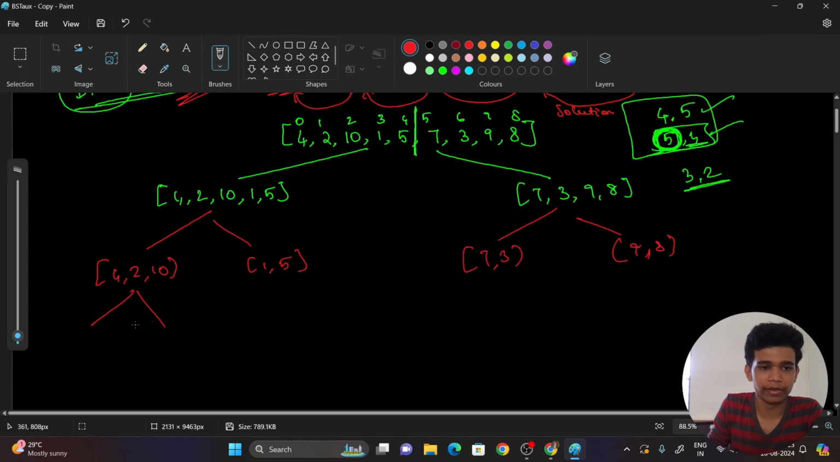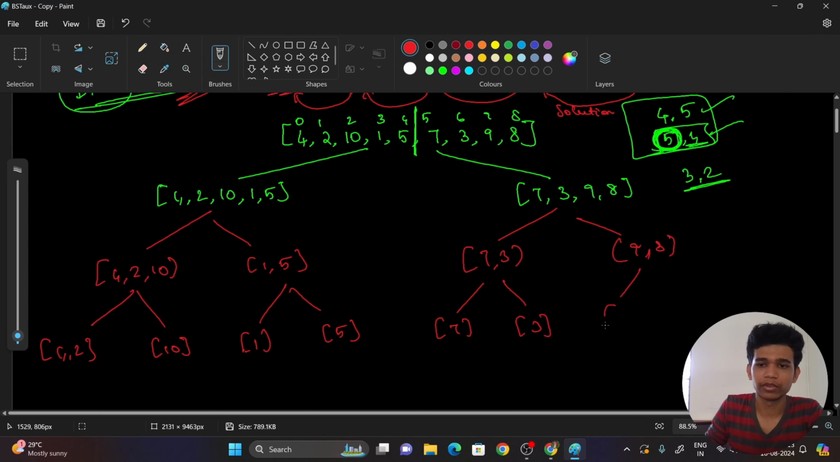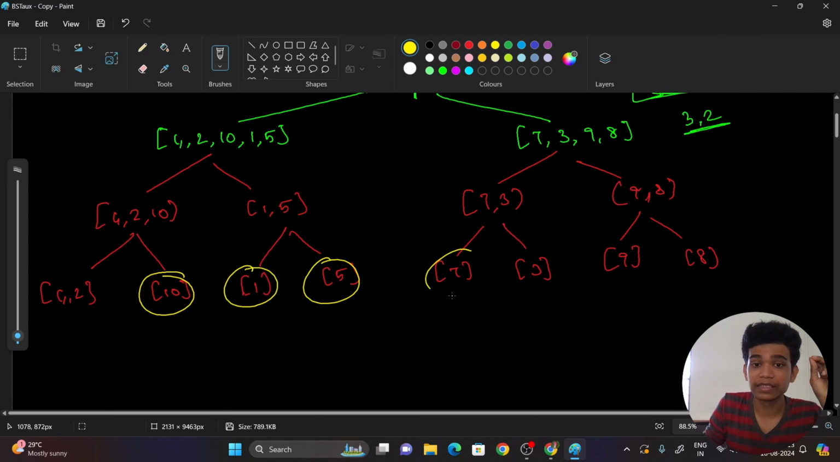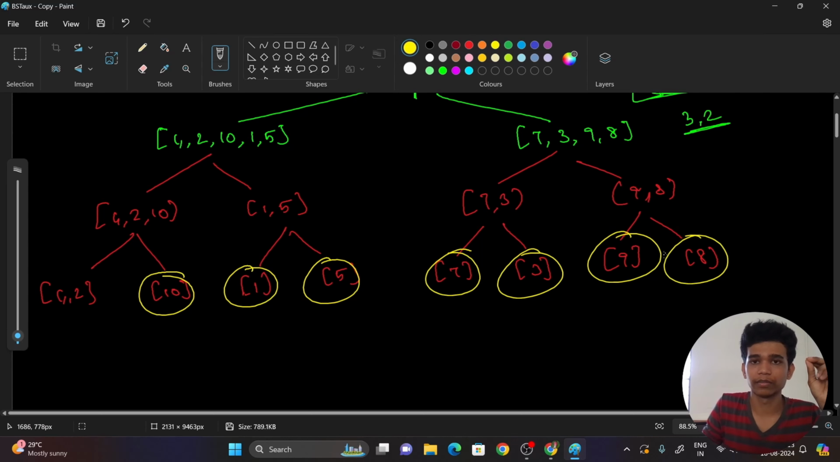Now again divided. If I divide it, it is like 4, 2 and here comes 10, here comes 1, here comes 5, here comes 7, here comes 3, here comes 9, here comes 8. Now, just look at this carefully. These are all single elements. Beyond a single element, we cannot divide the array, right? But only one array contains 2 elements, so I will take 4 and 2 individually.